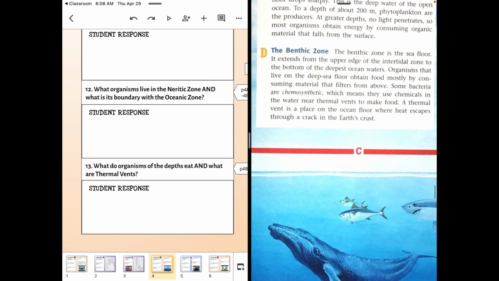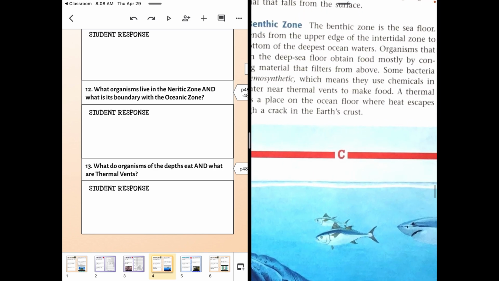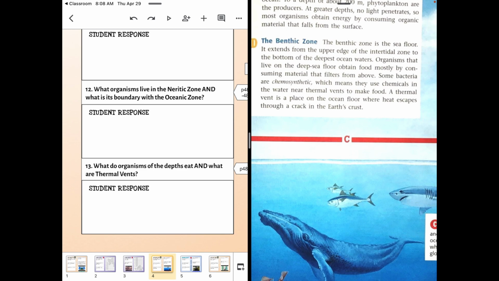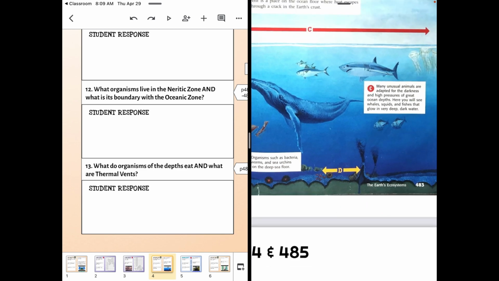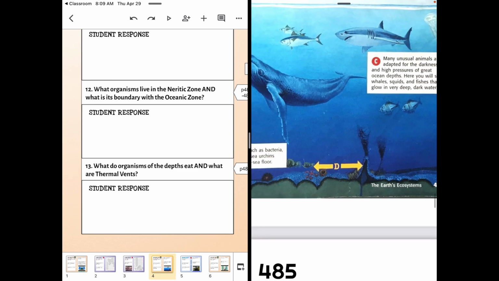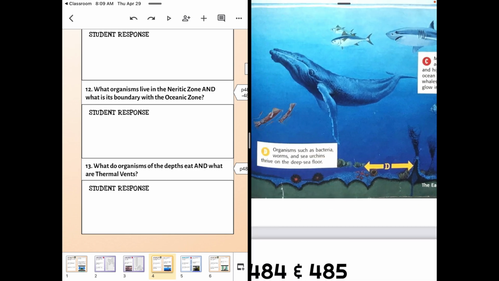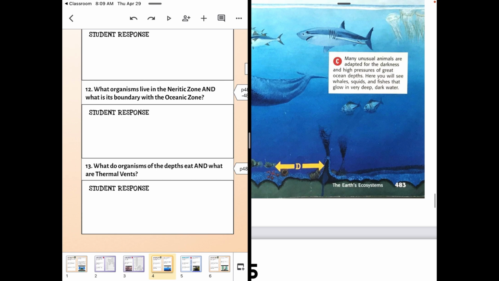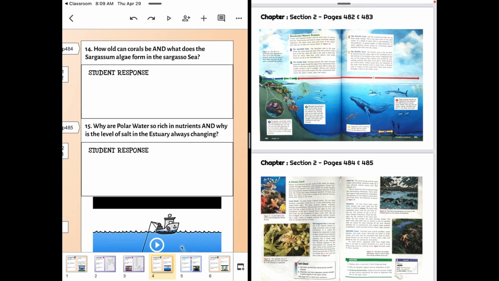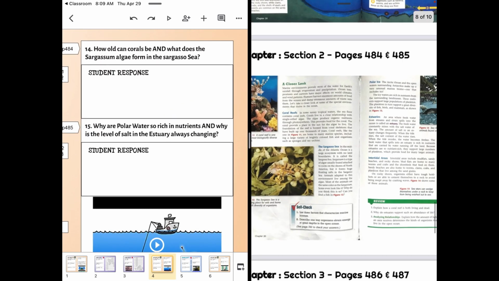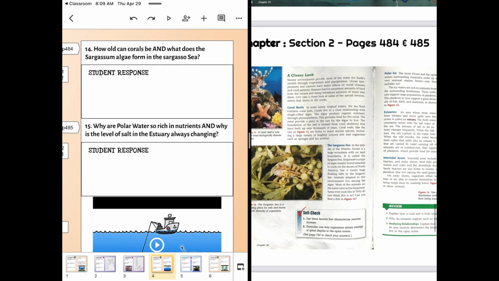Now, thermal vents is a benthic zone thing. And so thermal vents aren't everywhere on the ocean floor, but where they are, there is a lot of life. A lot of the ocean floor is kind of like a dead desert, but these thermal vents provide a start for a habitat. They then go on to highlight specific habitats in the regions of the ocean.